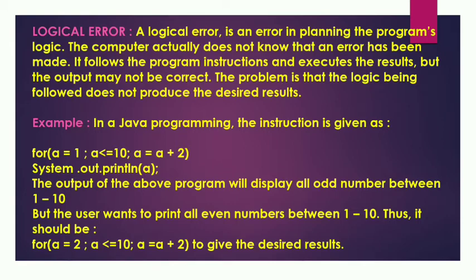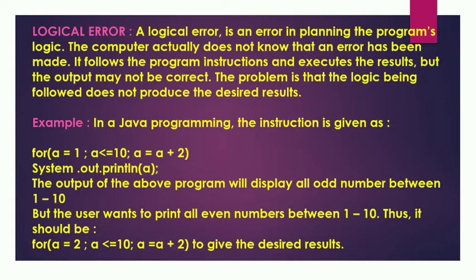Then the present value of a is 4, so 4 plus 2 is 6. So it will display 6, which is less than 10. Again the present value of a is 6, so 6 plus 2 is 8. It will display 8 because it is less than 10. And 8 plus 2 is 10. It will display 10 because 10 is equal to 10. It is not less, but it is equal to 10. So what will it display? 2, 4, 6, 8 and 10.